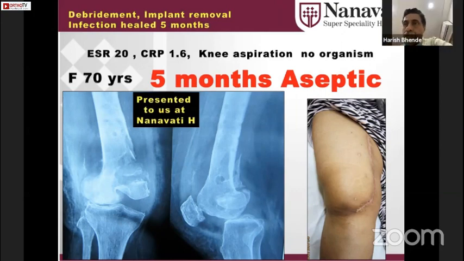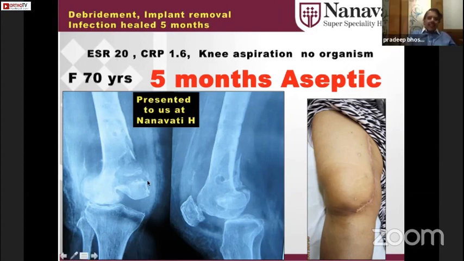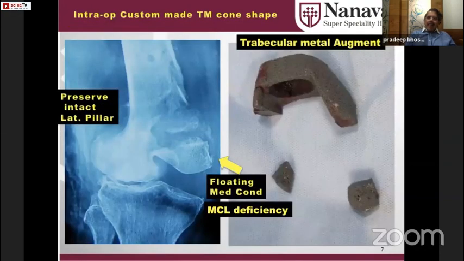So if you see here, the medial femoral condyle is just floating with 4 surgeries, radical debridement, everything, and luckily infection was healed. So we planned. This was an intra planning. This was a trabecular metal, and you can see the lateral femoral column is intact. So we wanted to preserve that. Otherwise, this will destroy that.